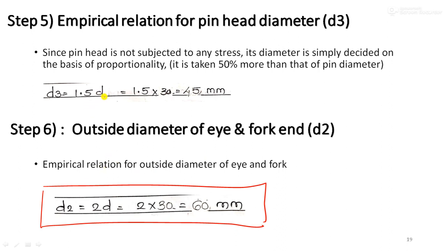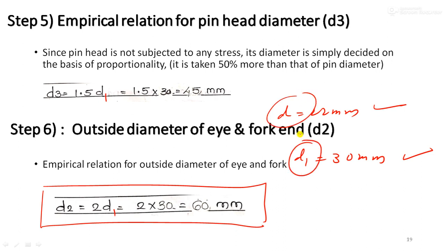This is not d, basically by mistake it's D1. Okay, it's D1, don't get confused. What is D1? The diameter of the pin. So D3 is taken as 50% more than the pin diameter, so D3 is equal to 1.5 D1, and D2, the outer diameter of the eye and the fork, is taken as 2 of D1. D is the diameter of the rod, which is 22 mm. And D1 we have calculated. So up till now you might have understood that D and D1, the diameter of the rod and the diameter of the pin, we have calculated from the stress analysis, and the rest we have calculated using empirical relations.